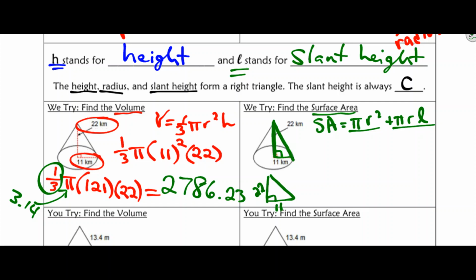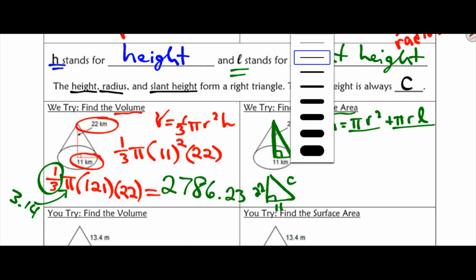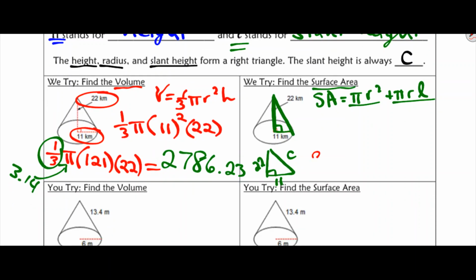11 as the base. We don't have that C yet. We don't have the slant. How do we find it? Good. We're going to use the Pythagorean theorem, so we're going to use a squared plus b squared equals c squared. And we're missing the c. The slant height is always the c. So you do 11 squared plus 22 squared equals c squared.